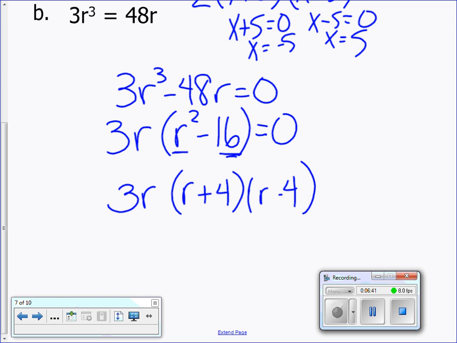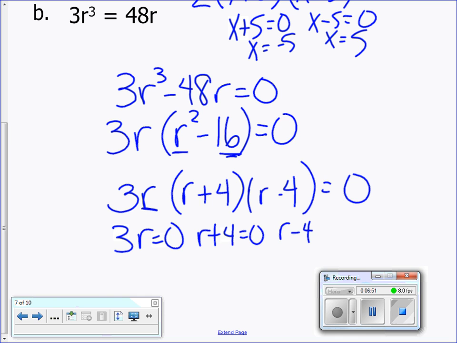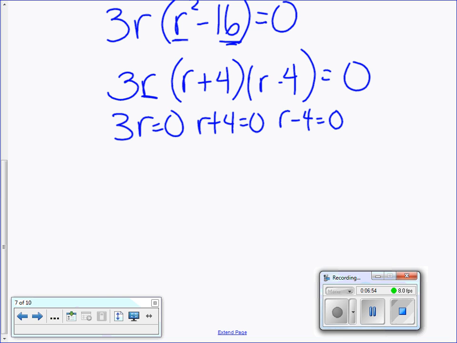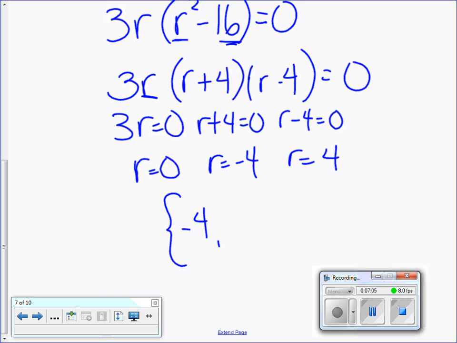and then it equals 0. Now I have to set all three to 0, because this has a variable: 3r equals 0, r plus 4 equals 0, and r minus 4 equals 0. So r equals 0, r equals negative 4, and r equals 4. So this time my solution is negative 4, 0, 4. Typically we write our set of numbers in numerical order.